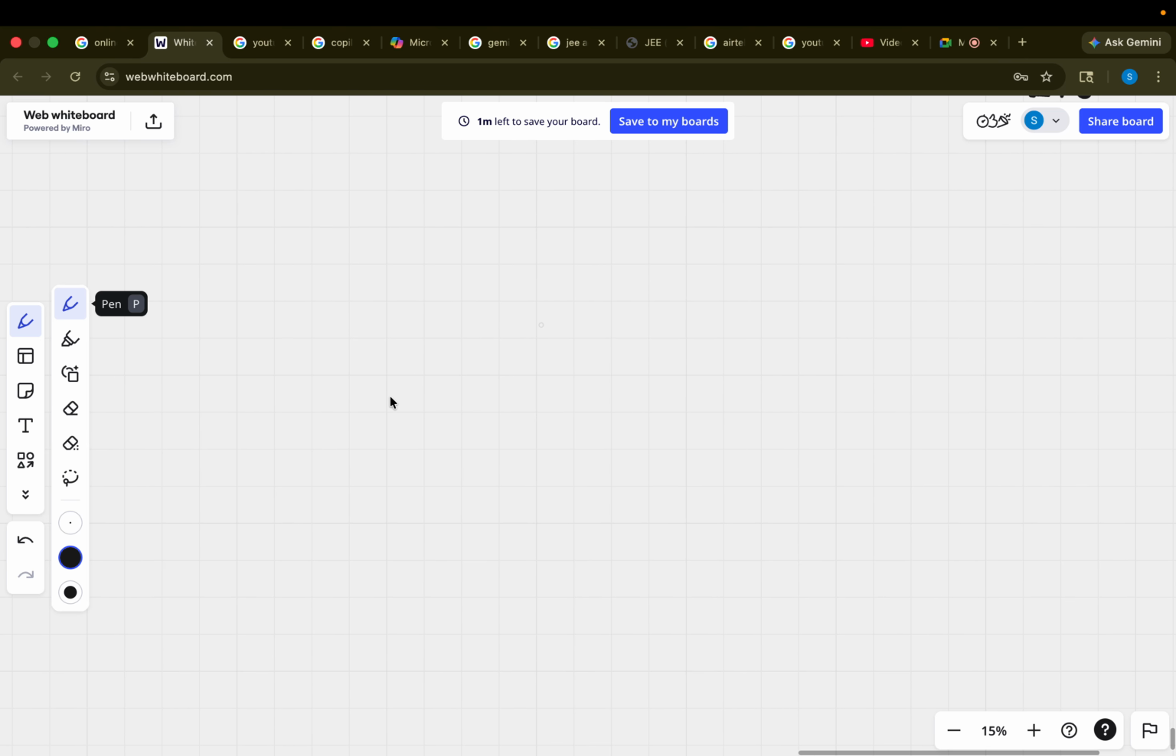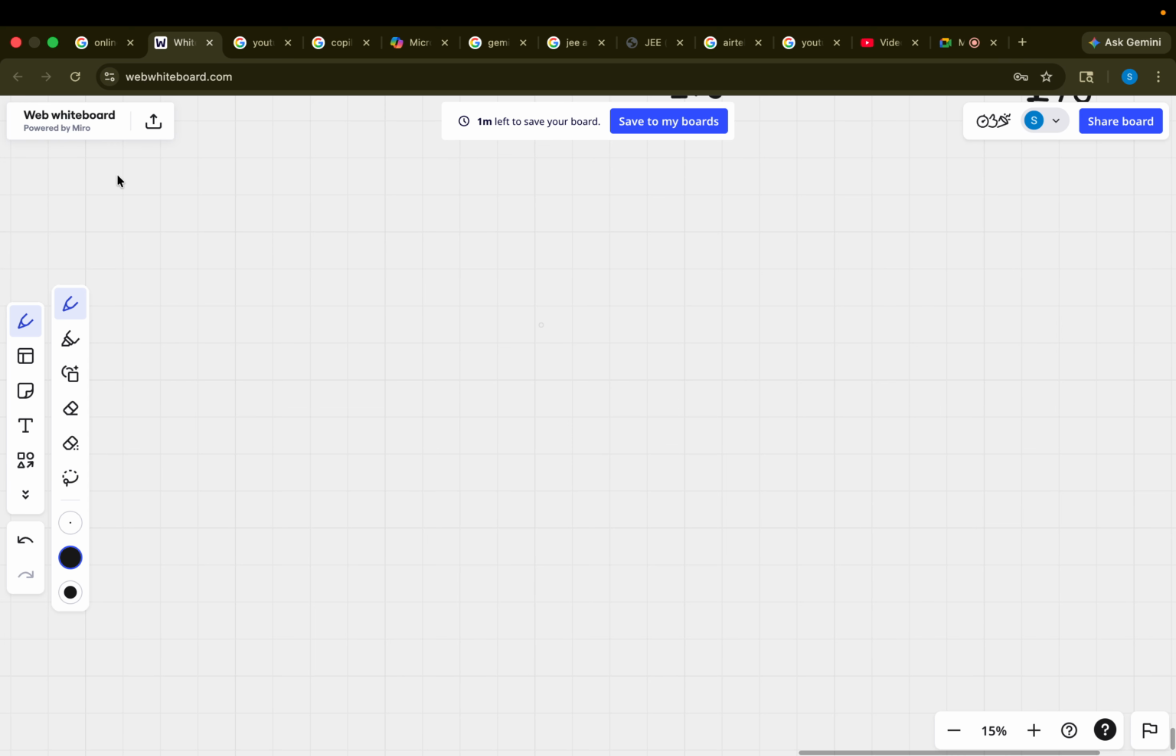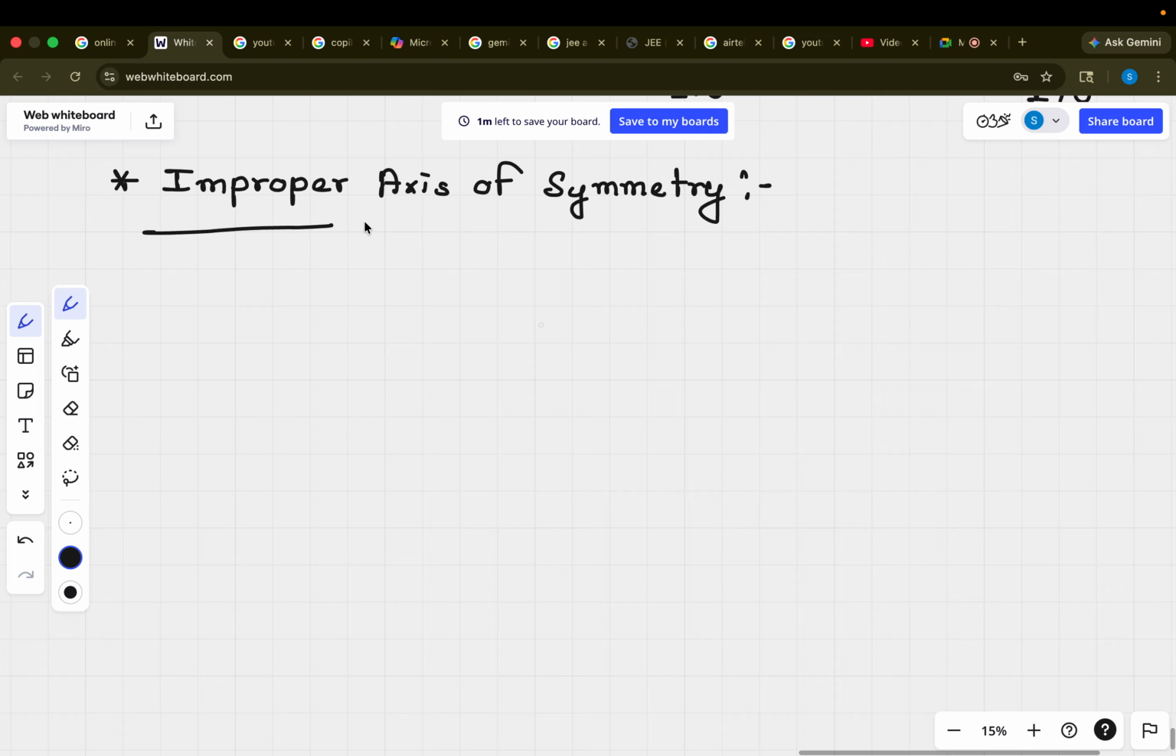Okay, fine. So next, one thing we think we have done already, that is your improper axis of symmetry. Improper axis of symmetry.